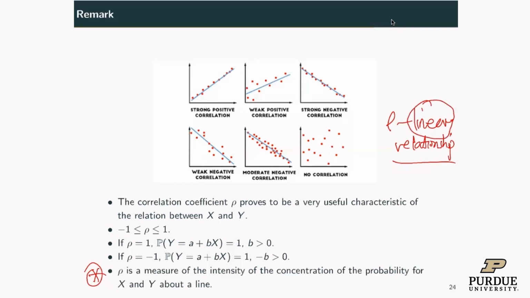Some good properties of this rho. Rho is always between -1 and 1. So it cannot be 2 or -2. For two extreme situations, if rho is 1 or rho equal to -1, then the probability that Y equals a plus bX is equal to 1. That means X and Y have a perfect linear relationship.